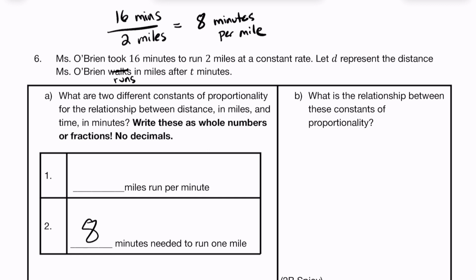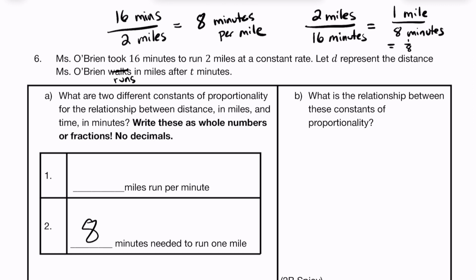But we could also do the flip of that, the reciprocal of that, and say 2 miles takes 16 minutes. So we could simplify that. That means 1 mile takes 8 minutes, just like we had here. 1 mile takes 8 minutes, which means that they can run 1/8 of a mile in 1 minute.